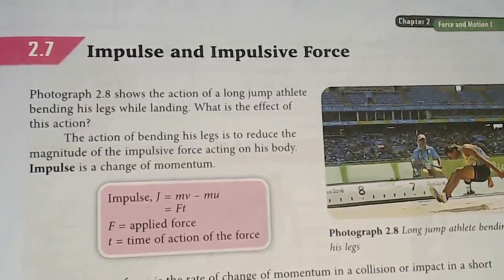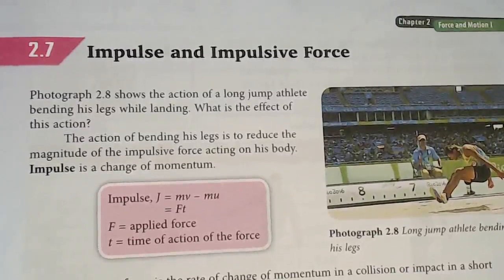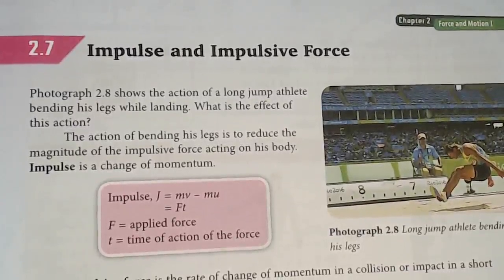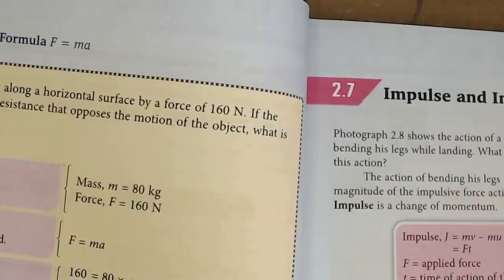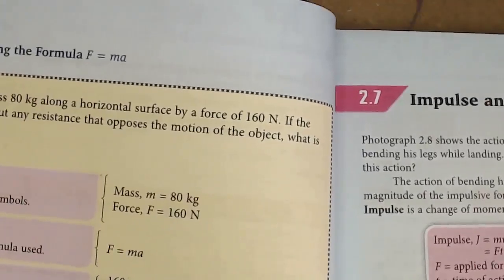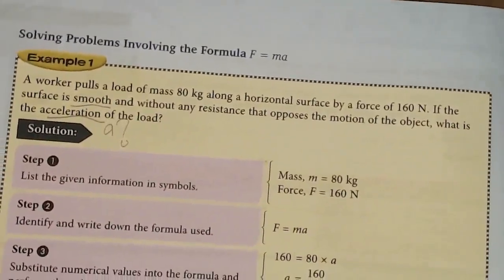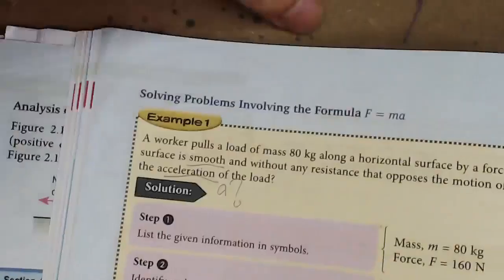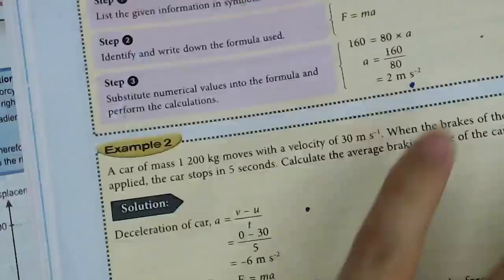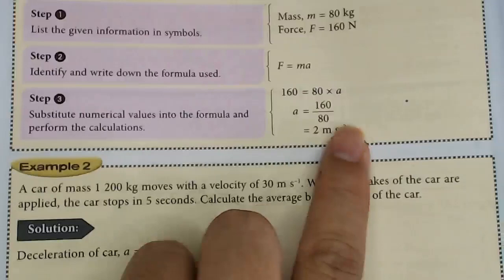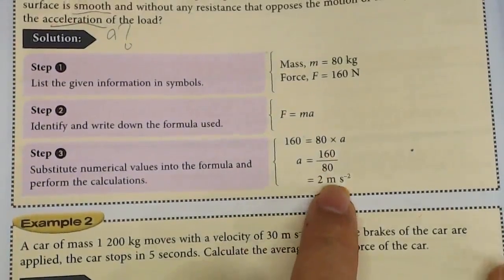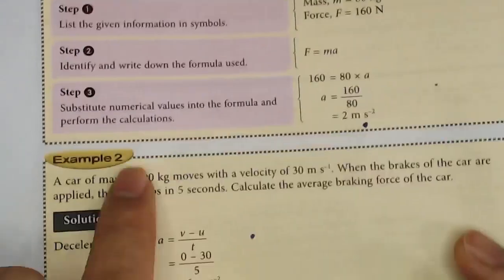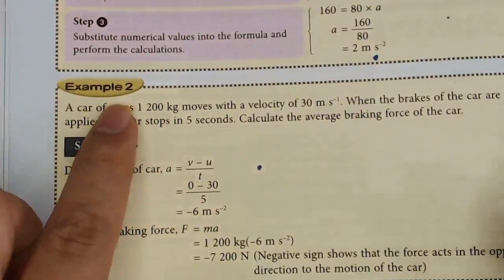Physics Form 4, Chapter 2, Force and Motion, 2.7, Impulse and Impulsive Force. So we have done until this example 1. Now let's continue with example 2.